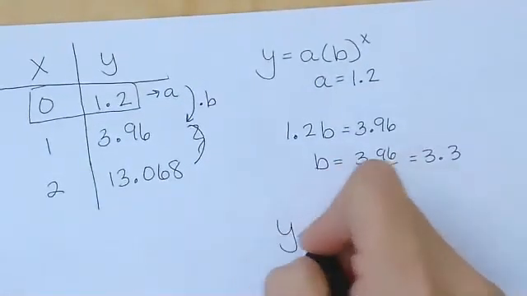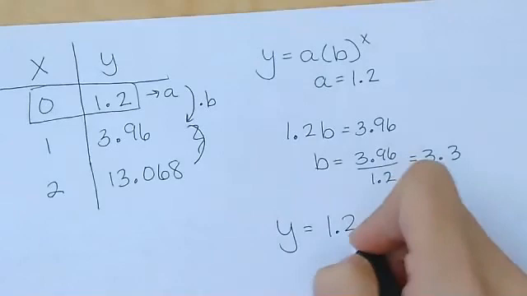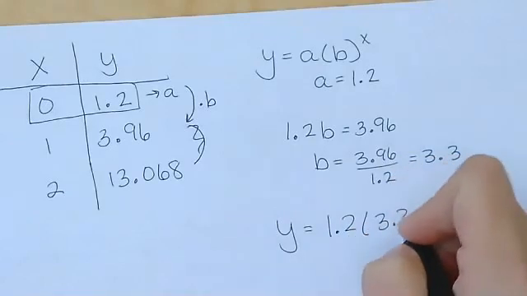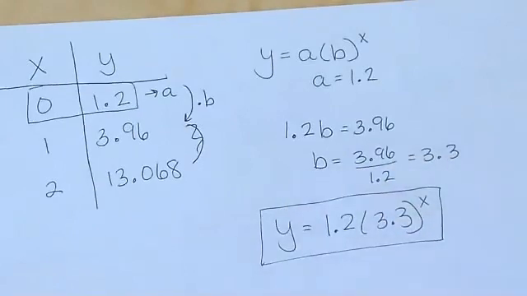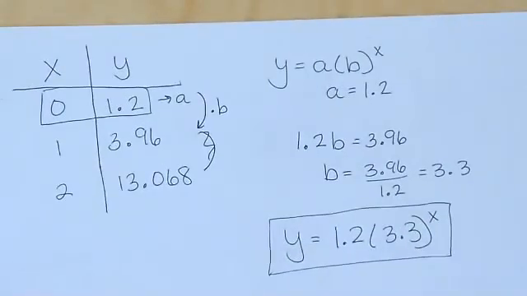So the equation, if you put this together, is 1.2 multiplied by 3.3 raised to the power x. Okay, so again, that's what you're going to be doing on your Delta Math tonight, is looking at a small table of values like this, and figuring out what the equation of the exponential is.